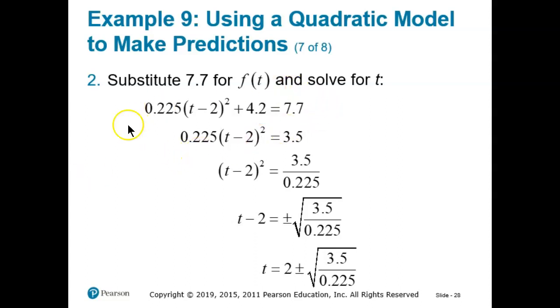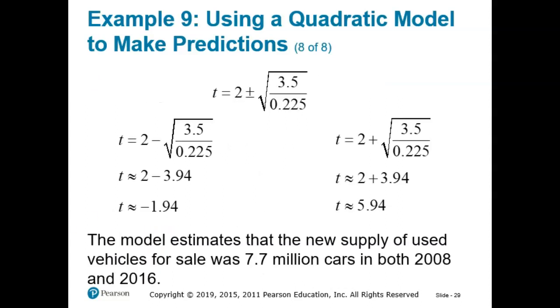So this looks like the problems we did before. We subtract 4.2 from each side. We divide by the 0.225 to get our squared term by itself. We take the square root of each side, which leaves us a plus or minus, and it's kind of messy here. So we leave it messy for now, and we add 2 to each side. When we add 2 to each side, we know that we have the 2 plus or minus the square root of 3.5 divided by 0.225.